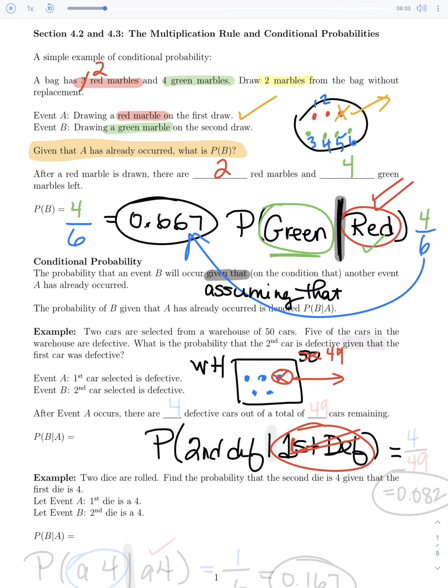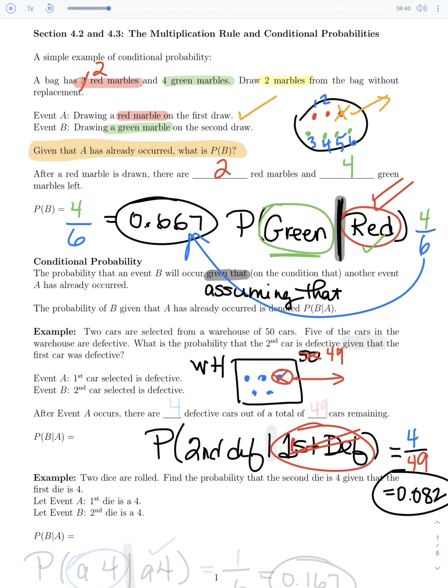Well, let's look. How many defective cars are left in my warehouse? Well, now there's only 4 defective cars left, and there's only a total of 49 cars left in your whole warehouse. So my probability of the second car being defective is 4 out of 49, which is 0.082. That's your probability of the second car now being defective, assuming that the first one was defective.